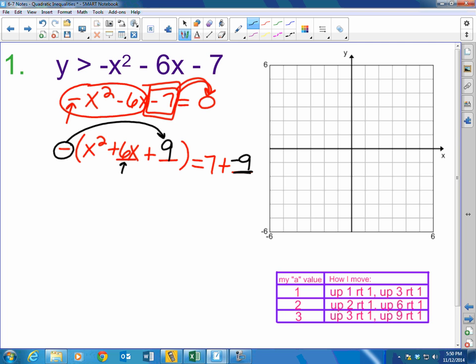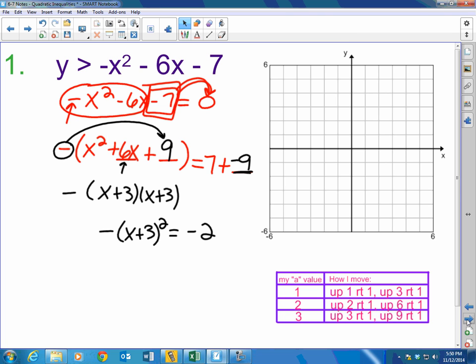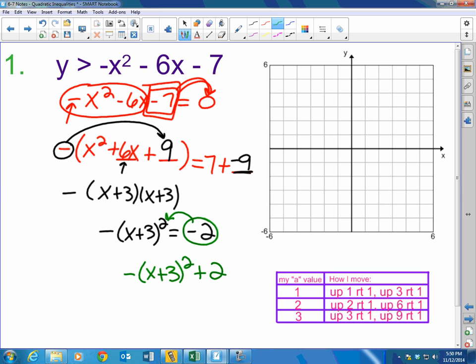Okay, now on the left side, we can factor this. I'll bring down the negative, and we can factor this as x plus 3 times x plus 3, and some of you can skip that step, and if that's you, that's great. I can rewrite that as x plus 3 squared then. And on the right side, I have 7 plus negative 9, which is negative 2. This is almost in vertex form. Now what I want to do to get this in vertex form is take this and bring it back to the other side of the equal sign so that I have negative x plus 3 squared plus 2.